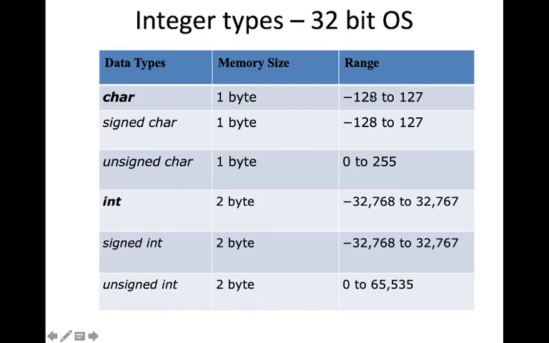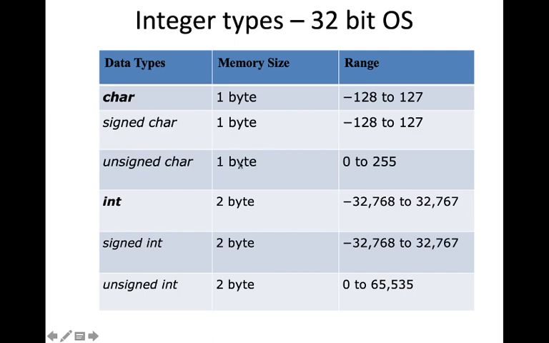How this is got: 1 byte means 8 bits. So 2 raised to 8 is 128, and 2 raised to 8 minus 1 is 127. So the range is from minus 2 raised to 8 to 2 raised to 8 minus 1. Then in character itself we can specify a signed character. Signed character also takes 1 byte, and the range is the same, minus 128 to 127.